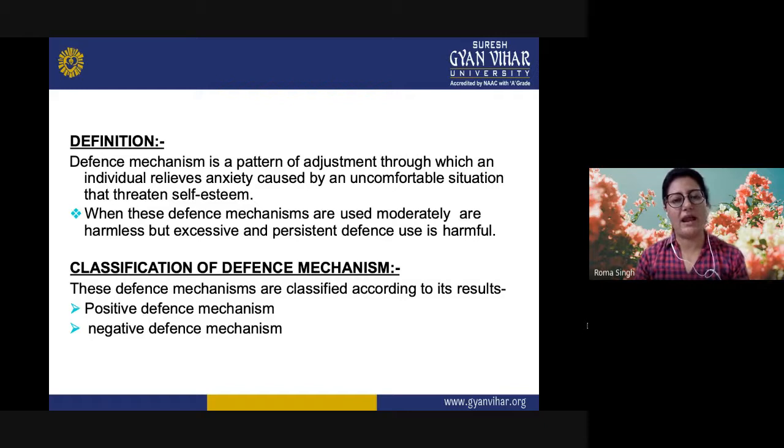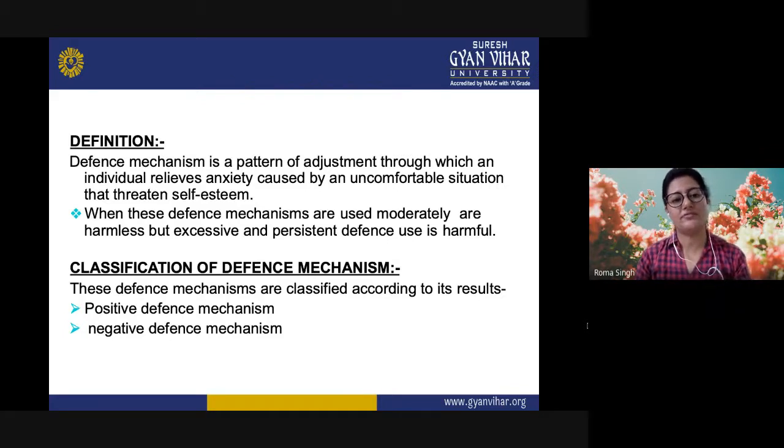So it is a pattern of adjustment through which an individual relieves anxiety caused by an uncomfortable situation that threatens their self-esteem. So automatically, unconsciously, they adopt such defense mechanisms because the situation is going to threaten their self-esteem. So to relieve anxiety, they follow these kinds of mechanisms.